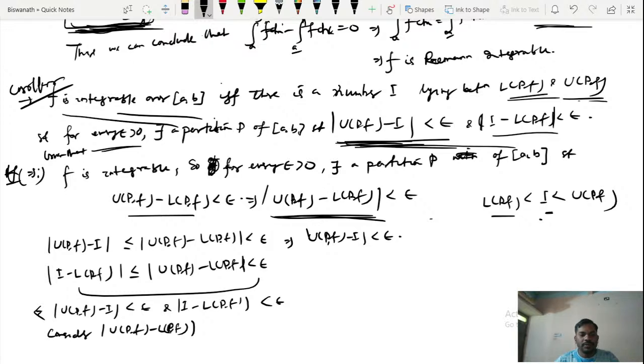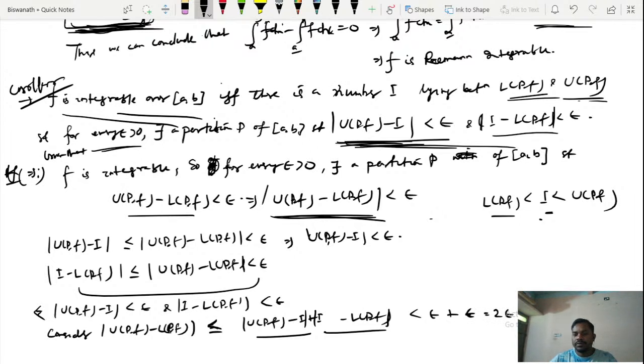So what will U(P,f) minus L(P,f) be? This is equal to U(P,f) minus I plus I minus L(P,f). If we take the modulus, this will be less than or equal to the mod of this thing plus the mod of this thing. Individually this one is less than epsilon, and also this one is less than epsilon. That means this is 2 epsilon. So you can take it as epsilon 1.